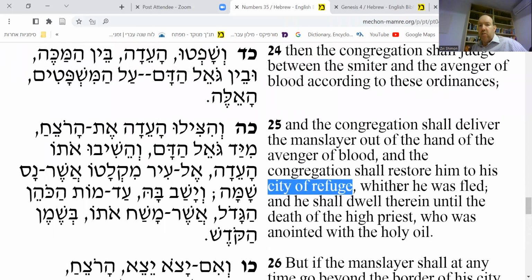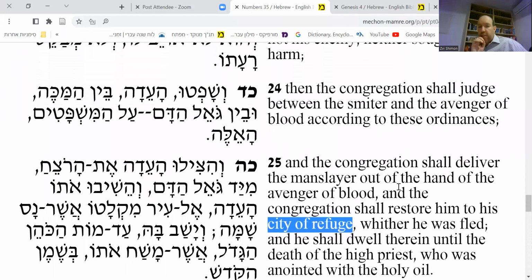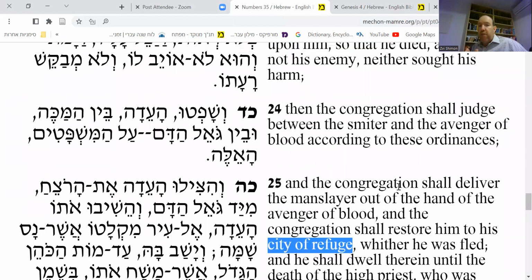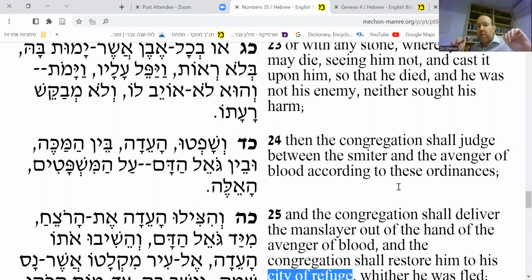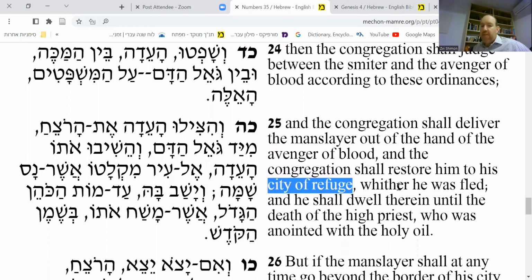So basically, the Torah in the book of Numbers says there's a death penalty, but only for the murderer who murdered intentionally. The accidental murderer doesn't deserve the death penalty, and therefore the congregation has to save him and keep him in a city of refuge where he fled to. They set up these cities of refuge where if somebody accidentally killed another human being, he could flee and be saved within this city of refuge. And this prevented further spilling of blood.